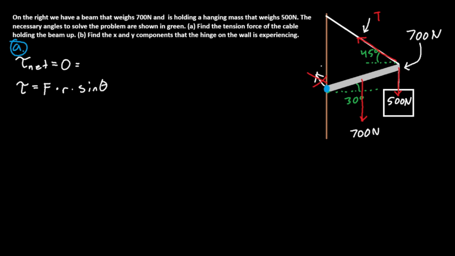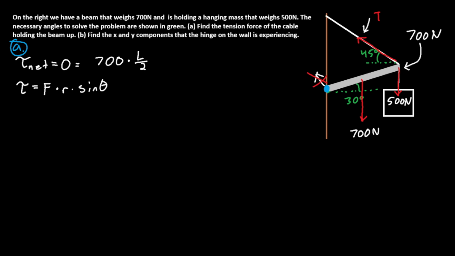So what is the torque of this 700 newtons? Well, the 700 newton force has a magnitude of 700. The distance from the axis of rotation to this point, since it is in the middle of the beam, we can represent the length of the beam as L. L divided by 2 is the distance vector here, but we don't know the angle between them.